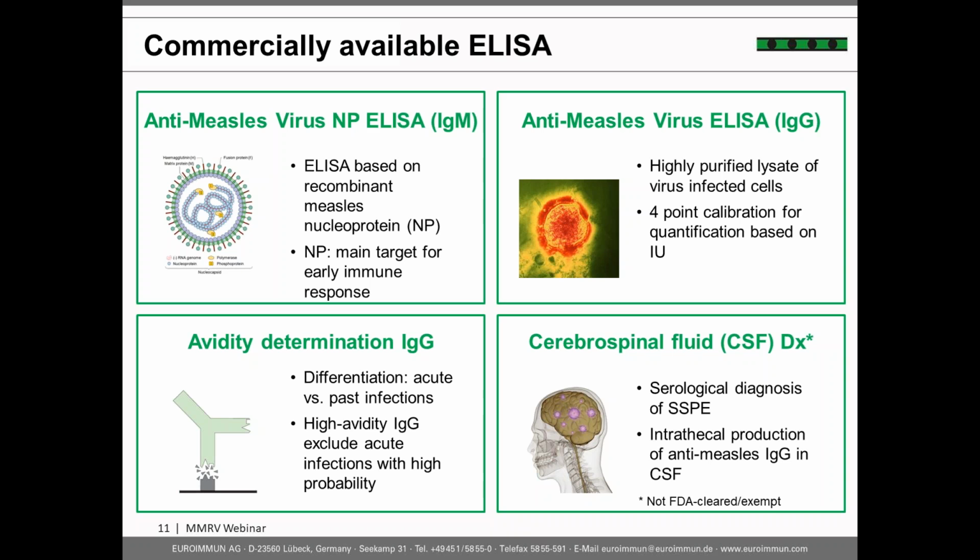The avidity testing is available through Euroimmun as well. It's designed to discriminate between high and low avidity antibodies. And last but not least, it requires special tools, special assays to detect the very high concentrations of IgG antibodies against measles in CSF. And also for that application, we have an assay that is commercially available.